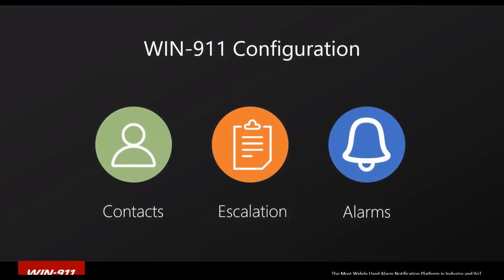So the way I'm going to chunk this up is that there are 3 pieces of a configuration. The first is creating contacts you want to send the alarm notifications to, and once you've made your contacts, you can start setting up your alarm escalation. And in WIN-911 in 2021, this is done with what we call notification policies, and we'll talk about those in just a minute.